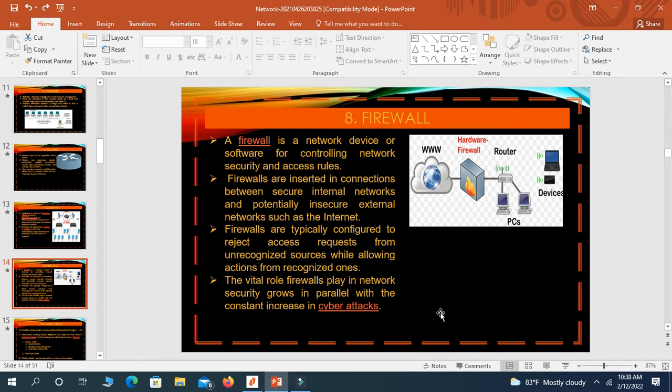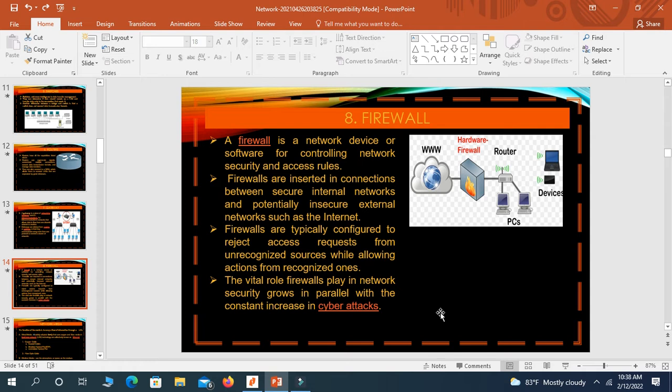The same goes for the firewall as well. So firewall will only allow recognized what? Firewalls will typically allow data transmission from recognized devices. Unrecognized devices will not be allowed. This is what the firewall does.